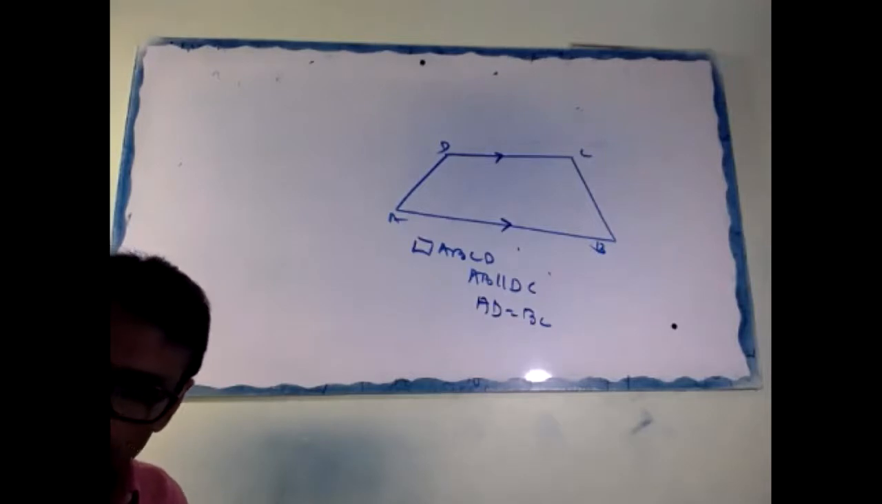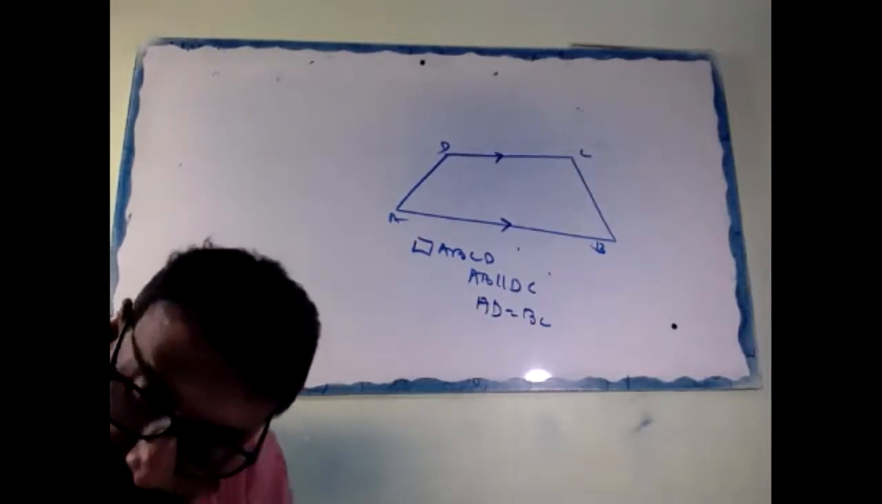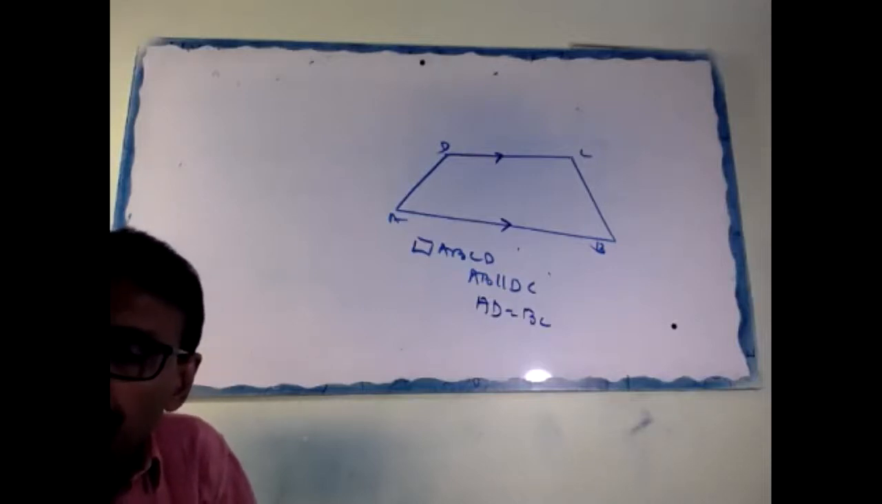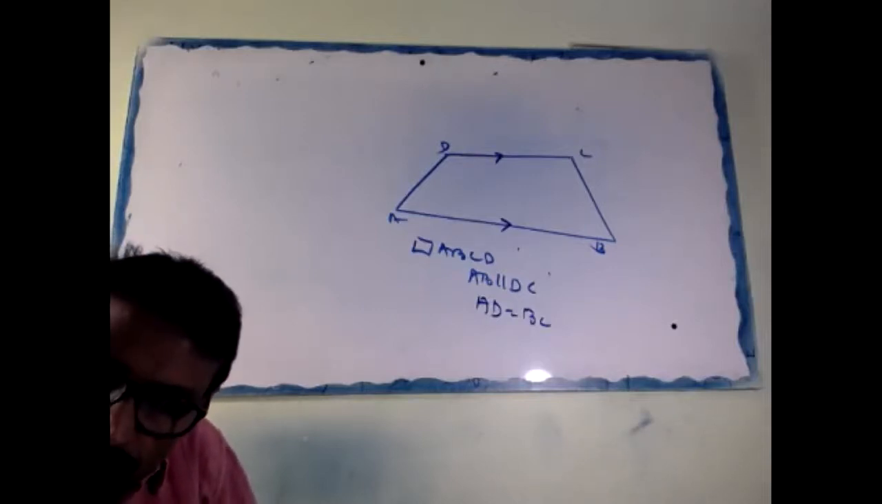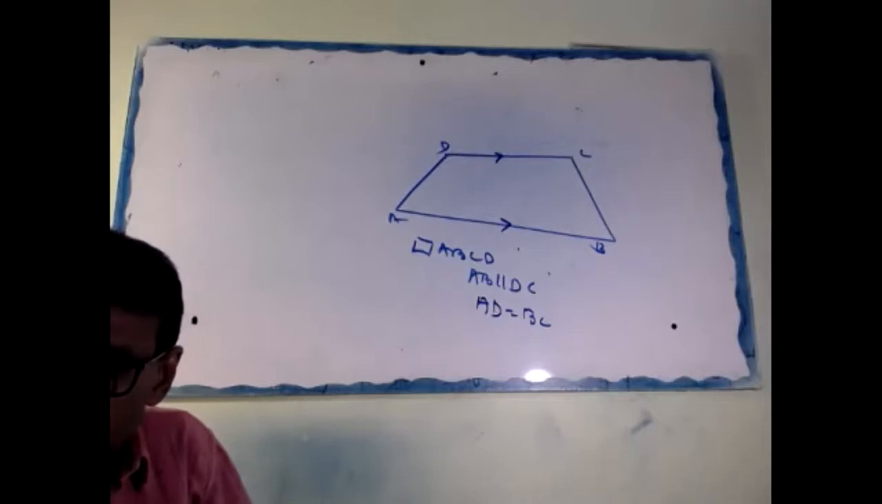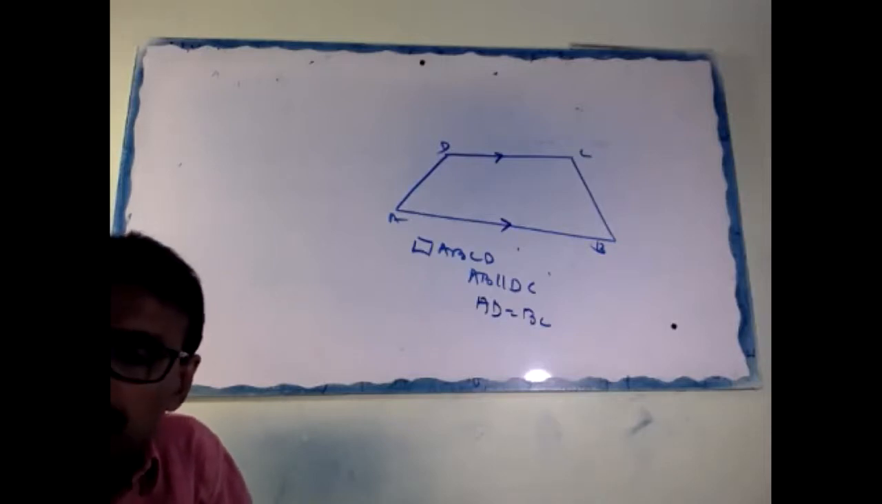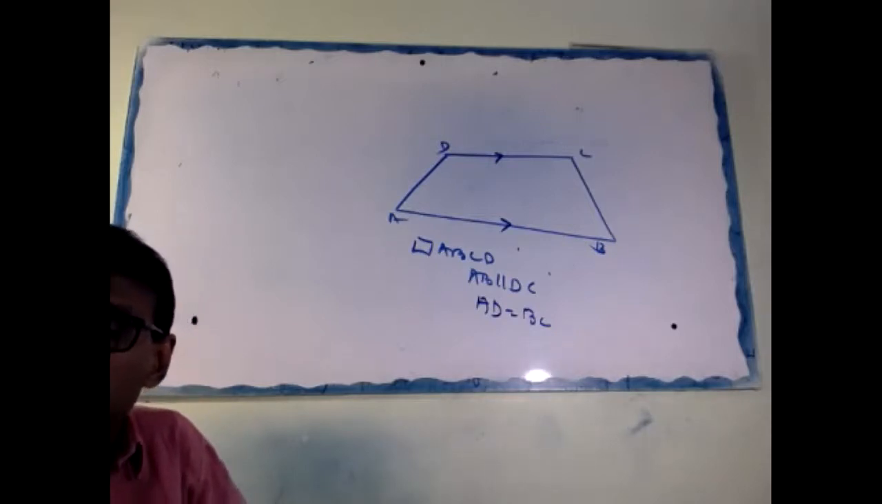Next one, rhombus. A parallelogram having all sides equal is called a rhombus.